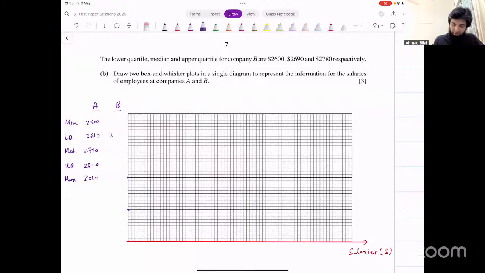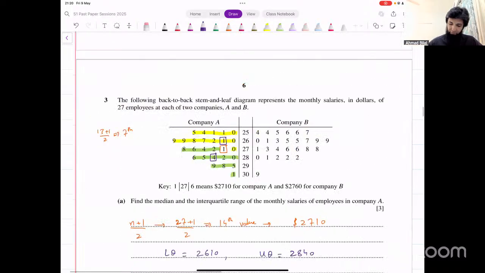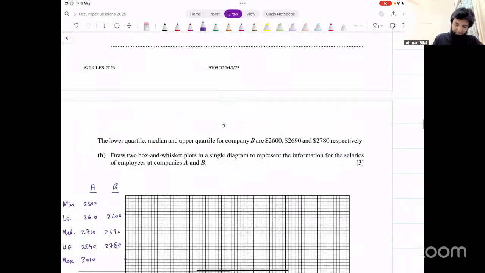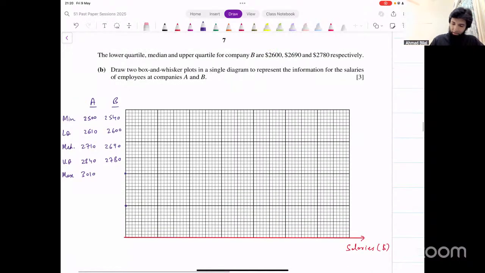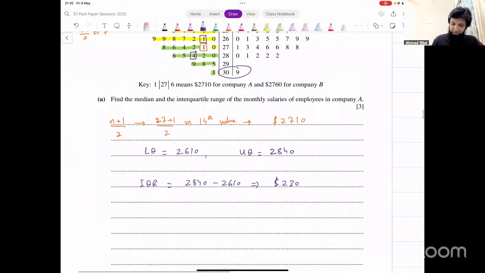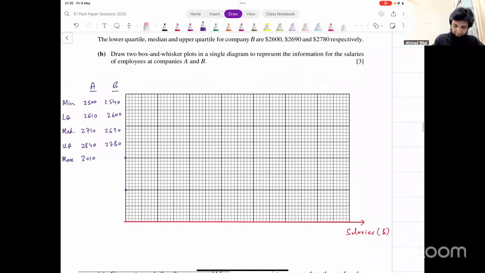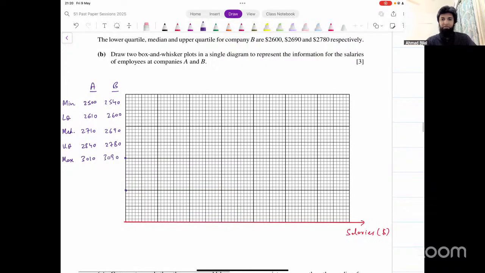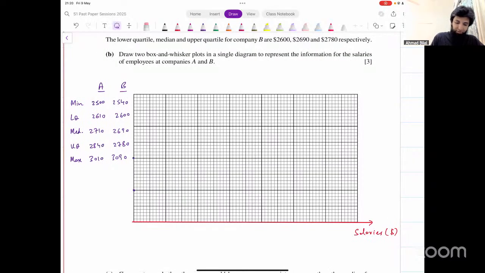The lower quartile is 2600. The upper quartile is 2780. Median is 2690. The minimum value for B, what's that? That's 2540. Maximum value, that's 3090. That's the maximum value. Okay, so these are the points that you have here. Let's represent these points.